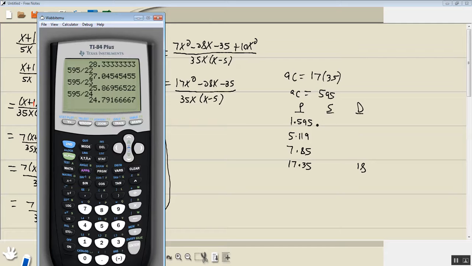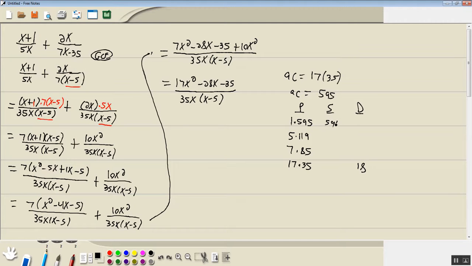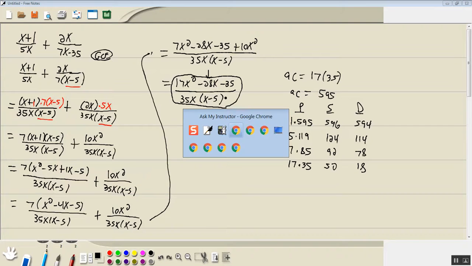So if I add these, 595 plus 1 is 596. That's 124. This is 92. This is 52. If I subtract them, that's 594. This is 114. This would be 78. I'm looking for the number in our middle term, which is 28, and I don't see that anywhere, which means that this wouldn't be able to factor, so this would be your answer. Hopefully, assuming I didn't make a mistake somewhere.